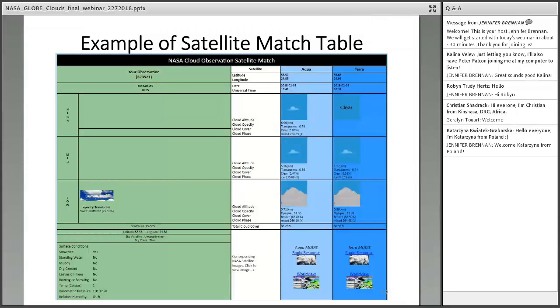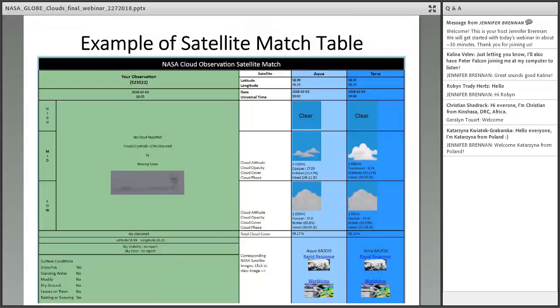This is an example of a table we would send to our user once their observation is matched to satellite data. You can see on the left, the green, that is the ground observation, and the two on the far right, the Aqua and Terra satellite matches. This is an example of a satellite match where on the ground their observation is obscured by blowing snow. But we can see from the satellite the very low clouds, or the low-level clouds, but there are also mid-level clouds.